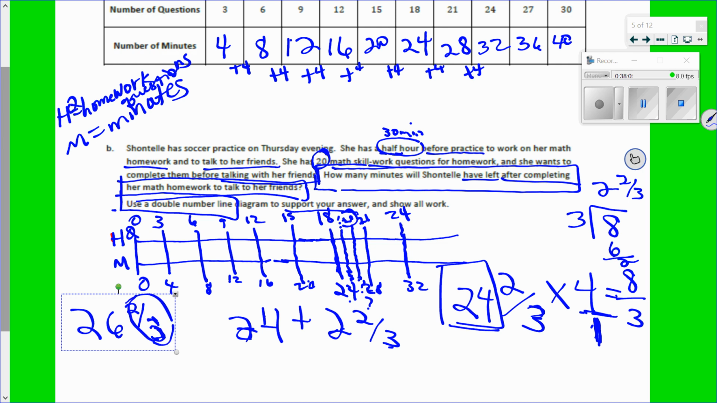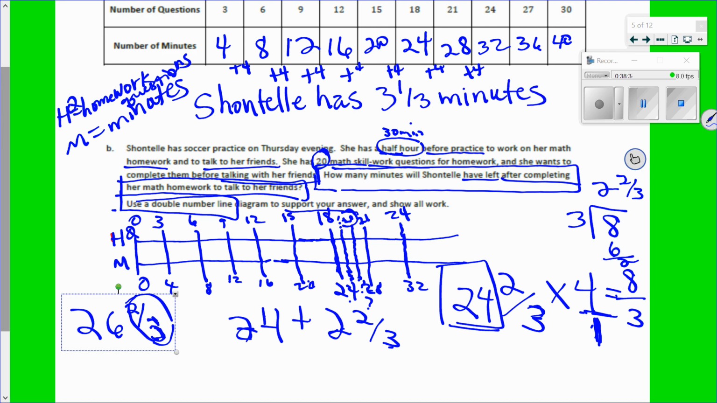So 2/3 plus 1/3, that gets me to my next whole number, which is 27, 28, 29, 30. I've got 3 left, right? Yes, 3 and 1/3. So, Chantel has 3 and 1/3 minutes to talk to her friends.